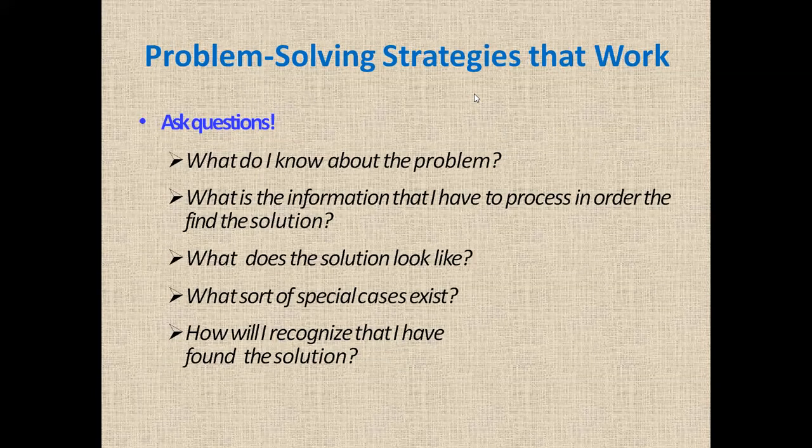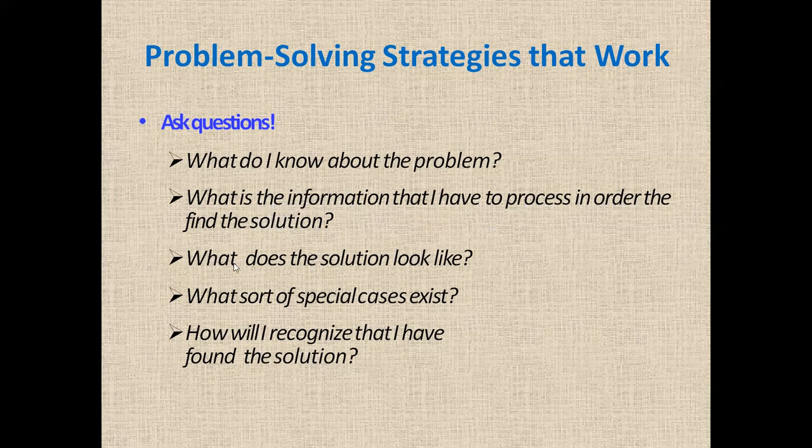If you want to solve this problem, you need to apply some strategies that will work. To apply those strategies, we need to ask questions to ourselves, like what do I know about the problem? Okay. If your problem is like if you want to calculate the area of a circle, here you need to find out what do I know about the problem? Do I know each and everything about the problem or not? After that, we need to ask the second question to ourselves: what is the information that I have to process in order to find the solution? So, do I have all the information that is required to solve that problem? We need to ask the same question to ourselves.